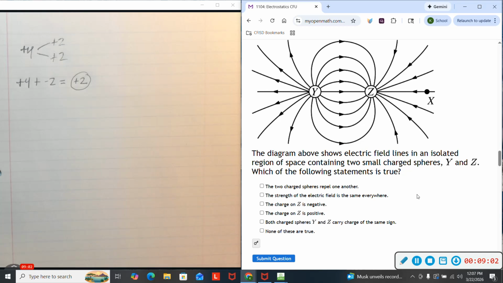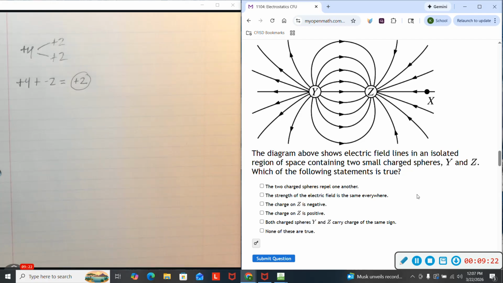The strength of the electric field is the same everywhere. Again, remember, electric field strength is going to be determined by the density of the field lines, and these field lines are not the same everywhere. They are farther apart in some areas and closer together in others, and so we do not have the same electric field everywhere.